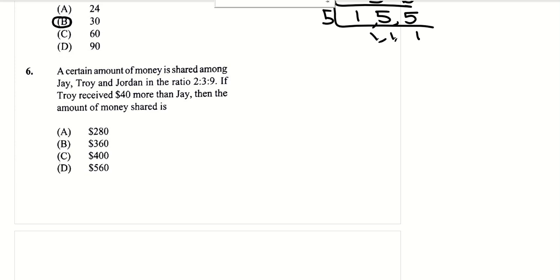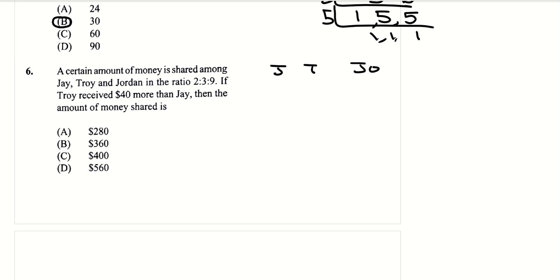Then we have number 6. A certain amount of money is shared among Jay, Troy, and Jordan. And I said in our classes that the order in which they list out the names is the order in which the ratio would be given. So when they say Jay, Troy, and Jordan, just put J, T, and J for Jordan, right?